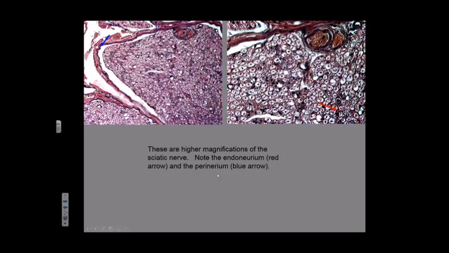Epimysium, perimysium, and endomysium is connective tissue in and around skeletal muscle. Epineurium, perineurium, endoneurium is the connective tissue in and around nerves. And a nerve fiber is the same as an axon. It's the same thing. This is a blood vessel right here.